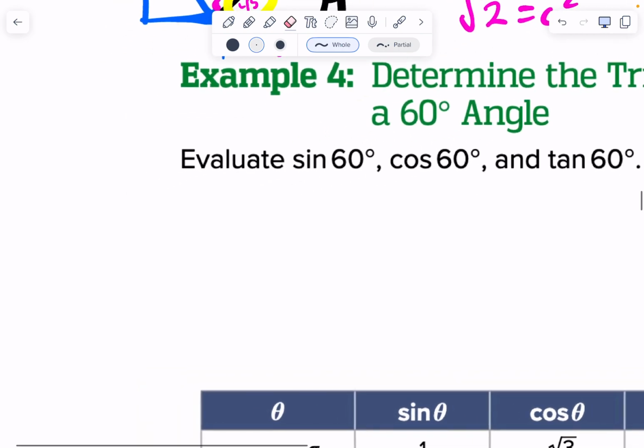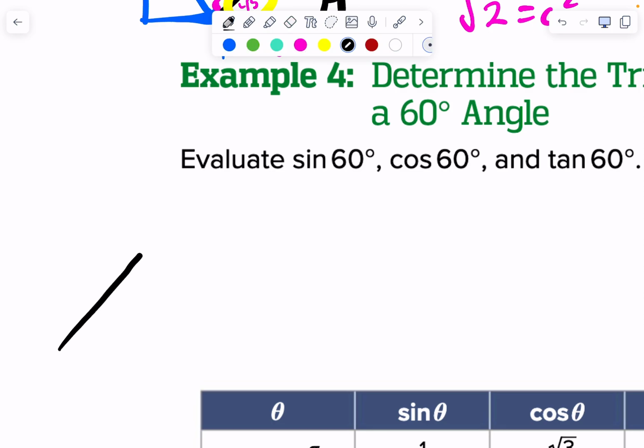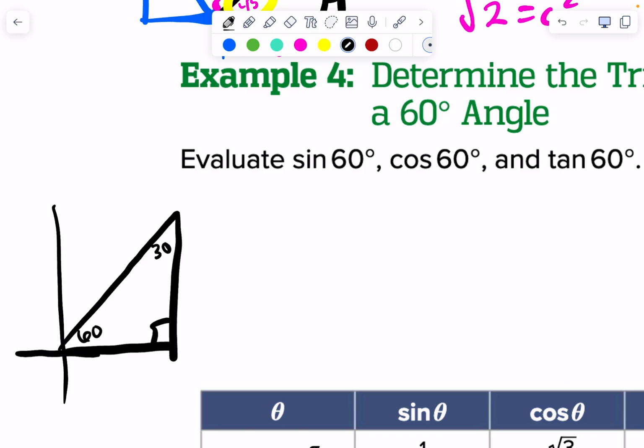Okay, I got this. Real quick, we're going to go through this one faster. I'm going to do a 30 and a 60. So they're asking specifically for 60, right? Okay, here is 60, here's my 90, so this is 30. This is a 30, 60, 90 right triangle, right? I put it in the first quadrant, like that. Now we have to label our little triangle.